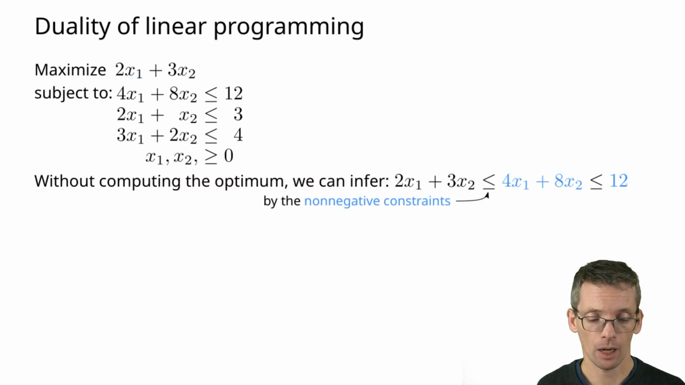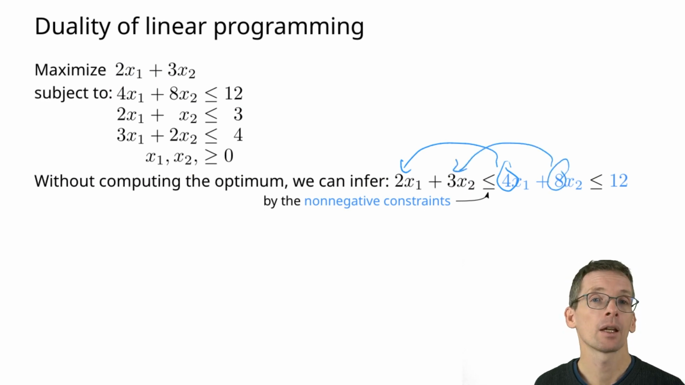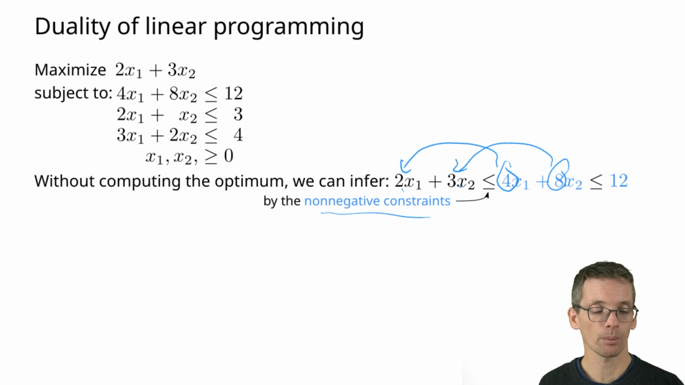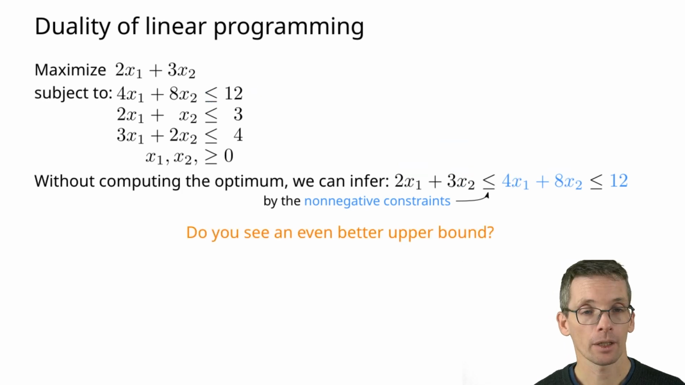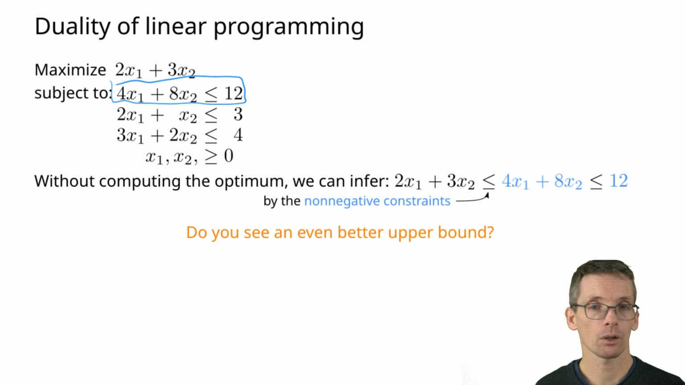How we can do this is we see 4 is larger equal 2, 8 is larger equal 3. Now, since the variables are non-negative, we have that 2x1 plus 3x2 definitely has to be smaller equal to 4x1 plus 8x2, and there we have the upper bound of 12. Can you do this even better? Again, let's say just using the first constraint.